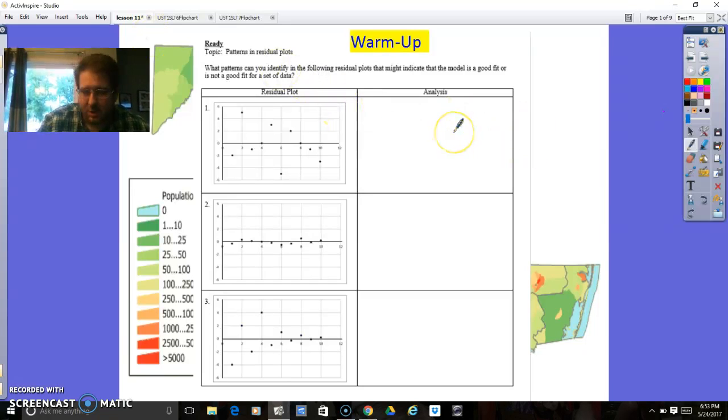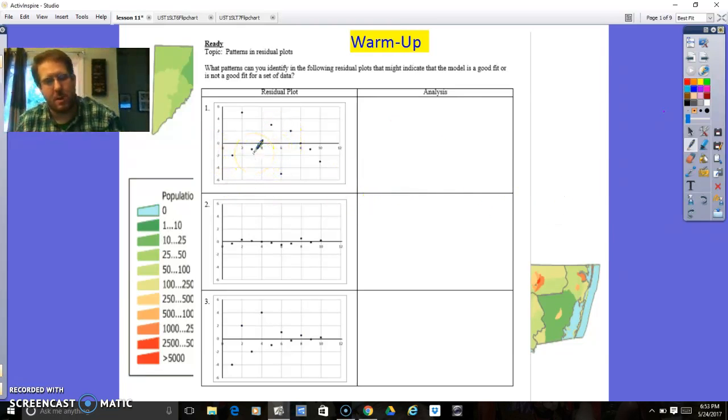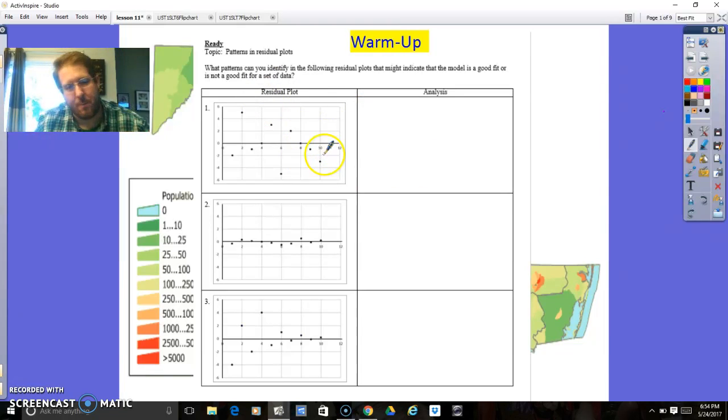We're going to talk about residual plots here for a moment, analyzing residual plots. So what are we looking for? We're trying to determine, is this line of best fit a good fit for the data? Is it a good fit or not? So when I look at this, I'm looking for patterns.